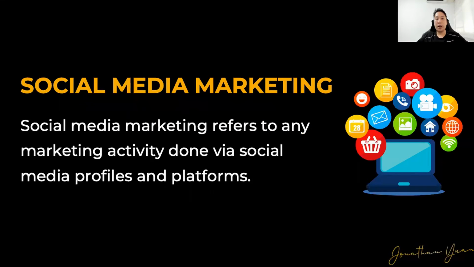So let's look at social media marketing. Social media marketing refers to any marketing activity done via social media profiles and platforms.